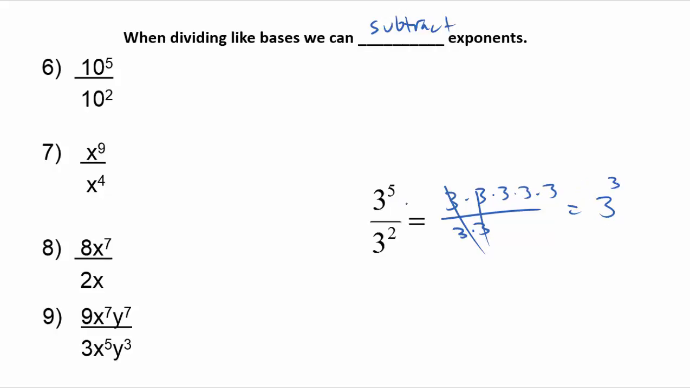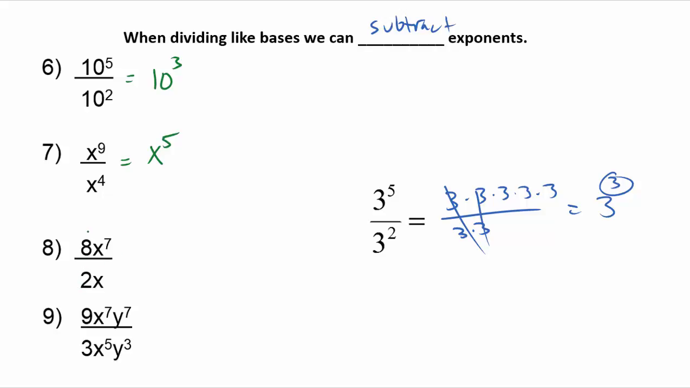Again, the reason that would be, or the shortcut we can do instead of writing all this mess out, is just subtract the exponents. 5 minus 2 gives us 3. So we'll do just that over here. So 10 to the 5th over 10 squared is going to be 10 to the 3rd. Okay, we subtract the exponents. X to the 9th over x to the 4th is x to the 5th. We will subtract the exponents.